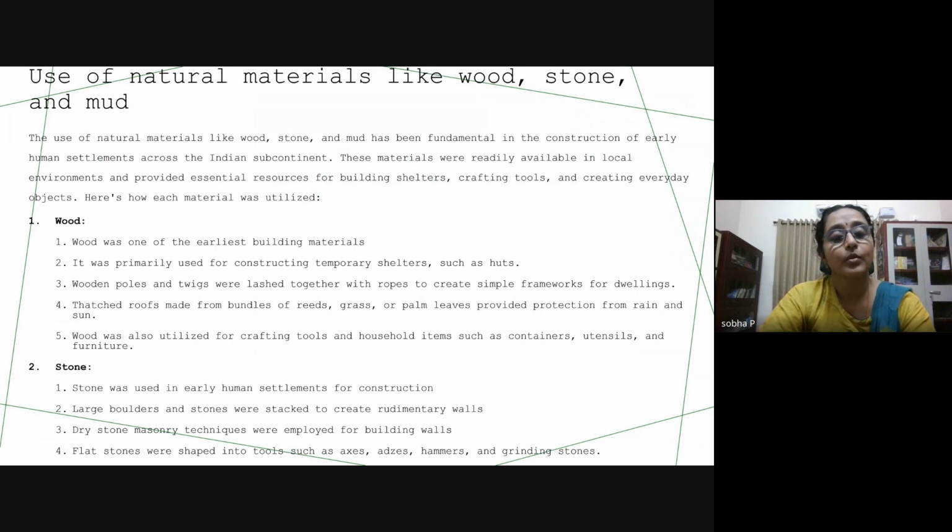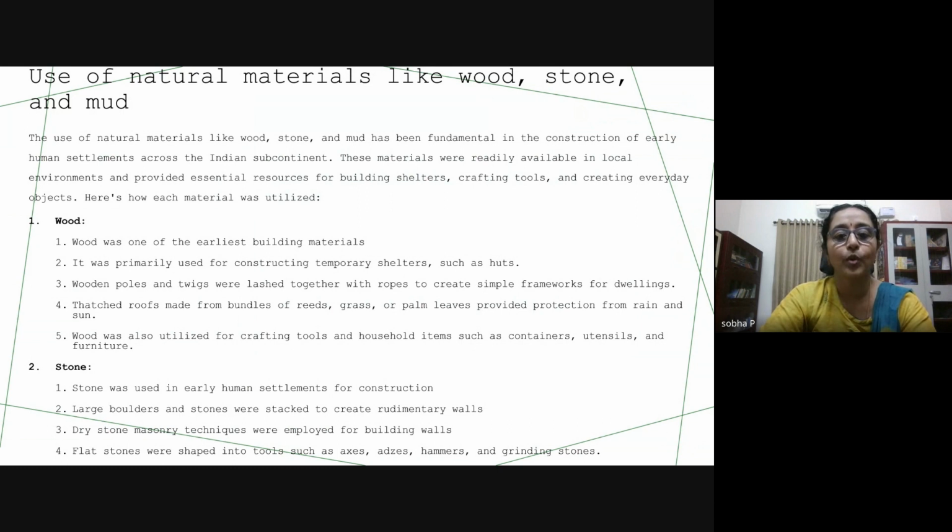So here is the function of each of these materials. We all know that wood is one of the earliest building materials, and it was used for constructing temporary shelters. Wooden poles and twigs were lashed with ropes to form the framework for dwellings, and a thatched roof was a very common feature. Wood was also used for crafting tools and household items.